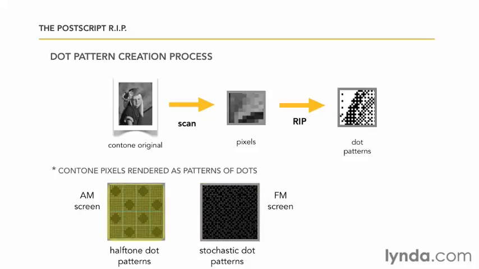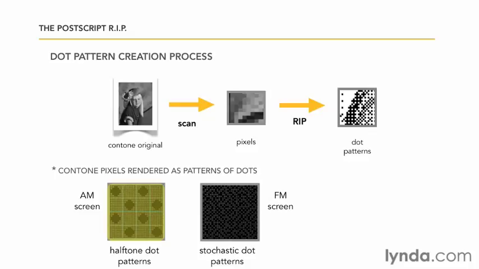You also notice that these AM or conventional halftone dots are equally spaced, whereas the FM dots appear to be, well, kind of randomly placed, which is why they're called stochastic. And in fact, that's true. AM halftone dots tend to be very evenly spaced, FM dots don't. AM halftone dots tend to be larger, whereas FM screen dots don't.